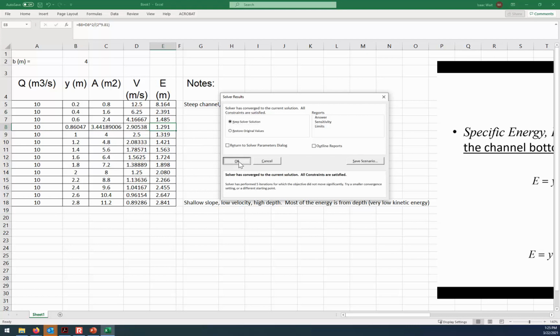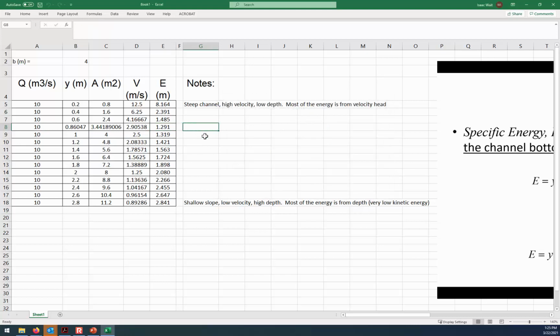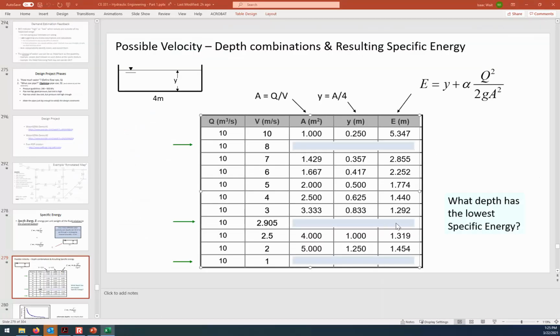So okay. This is a special thing. This is the minimum specific energy. It means something. Let's talk about what. Let's go back to the slides here. Any questions so far, by the way? Any questions at all?